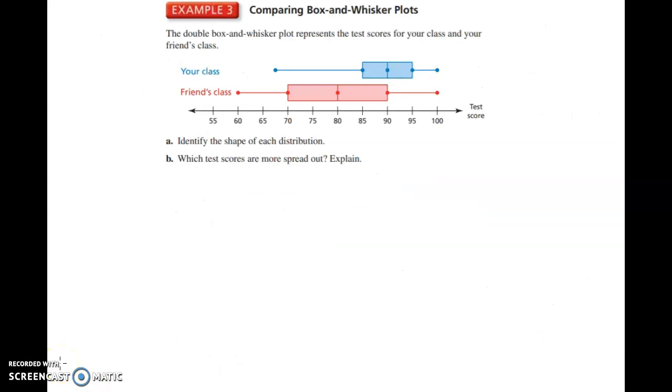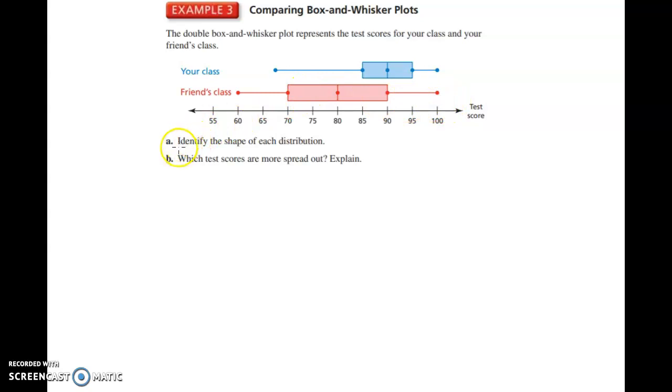So the next type is comparing box and whisker plots, where they're double box and whisker plots or triple, where you're just looking at more than one set of data being compared to each other. So here, this double box and whisker plot represents the test scores for your class and your friend's class. So your class is this blue one, and your friend's class is this red one.